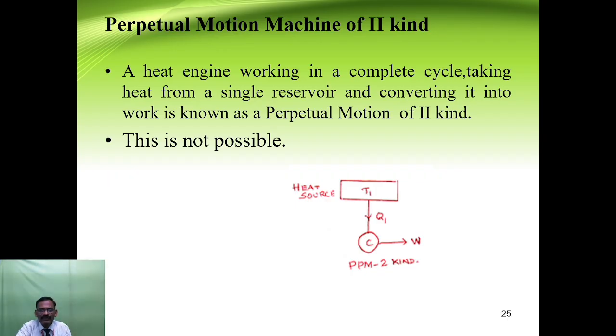So if the engine runs on a single reservoir, it is called a perpetual motion machine of the second kind. But it is not possible. The picture shows only one reservoir, that is the heat source, which gives input to the engine and it produces work. There is no Q2, there is no second reservoir. So it is nothing but PMM2.